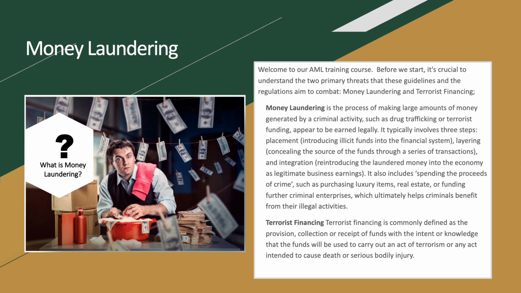Before we dive into the specifics, it's crucial to understand the two primary threats that we aim to combat, which are money laundering and terrorist financing. Money laundering is the process of making large amounts of money generated by criminal activity, such as drug trafficking or terrorist funding, appear to be earned legally. It also includes spending the proceeds of crime on items such as luxury goods, or real estate, or further criminal enterprises. Terrorist financing can be described as the provision, collection, or receipt of funds with the intent or knowledge that the funds will be used to carry out an act of terrorism, or any act intended to cause death or serious bodily injury.